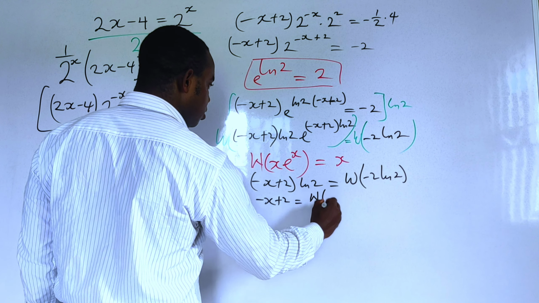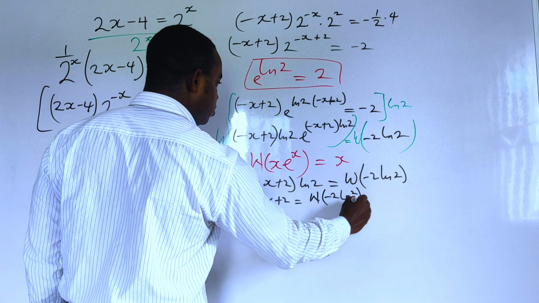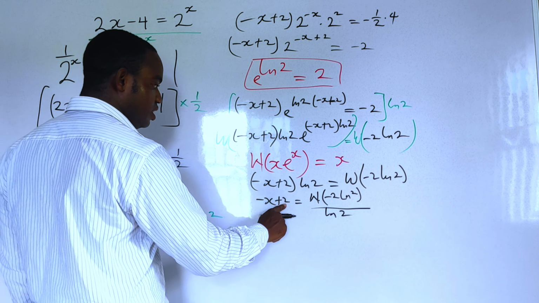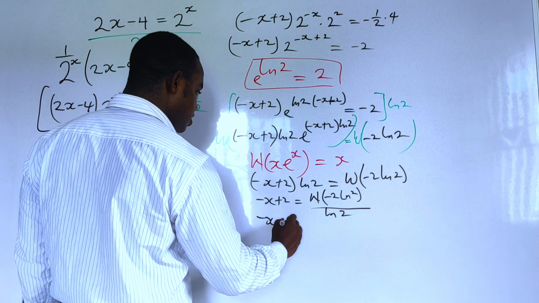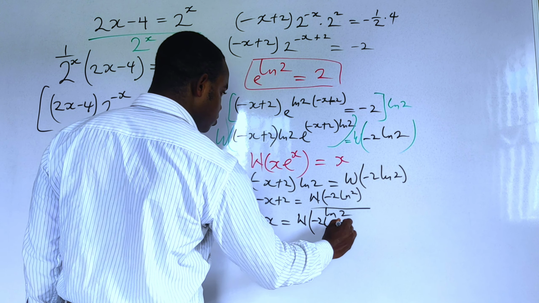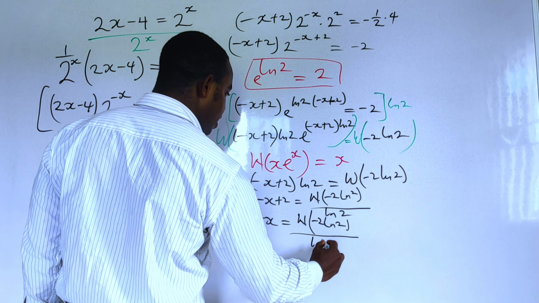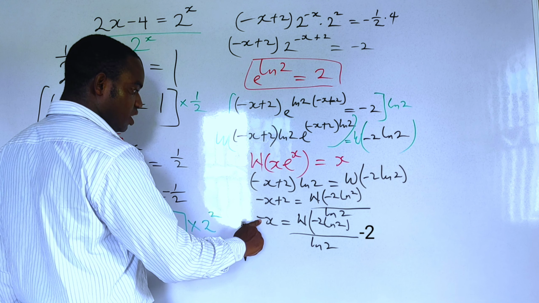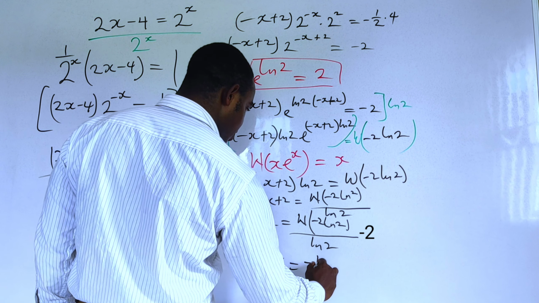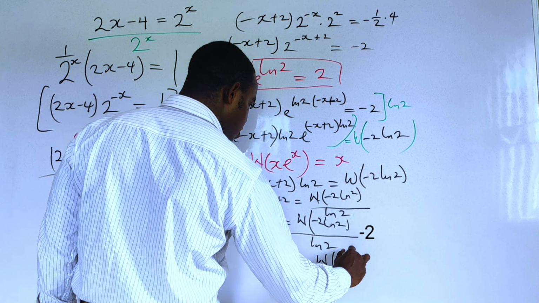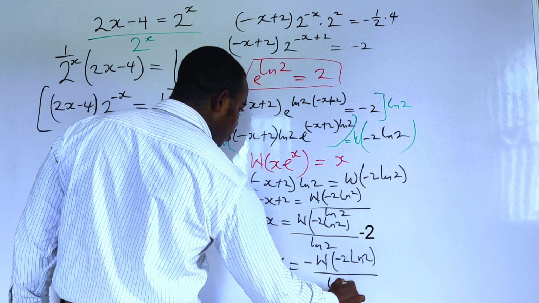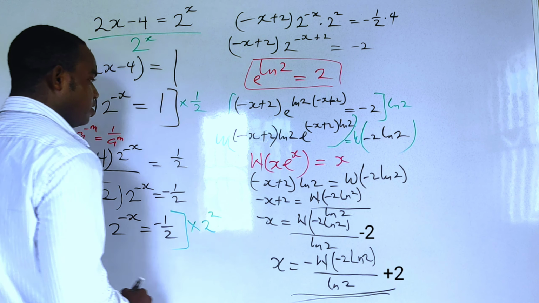And we have negative x plus 2 equals Lambert W function of negative 2 ln of 2 divided by ln of 2. We then subtract 2 from both sides. We have negative x equals Lambert W function of negative 2 ln of 2 divided by ln of 2 minus 2. So we get rid of the negative there, and we have x equals negative Lambert W function of negative 2 ln of 2 divided by ln of 2 plus 2. And that's how to solve that.